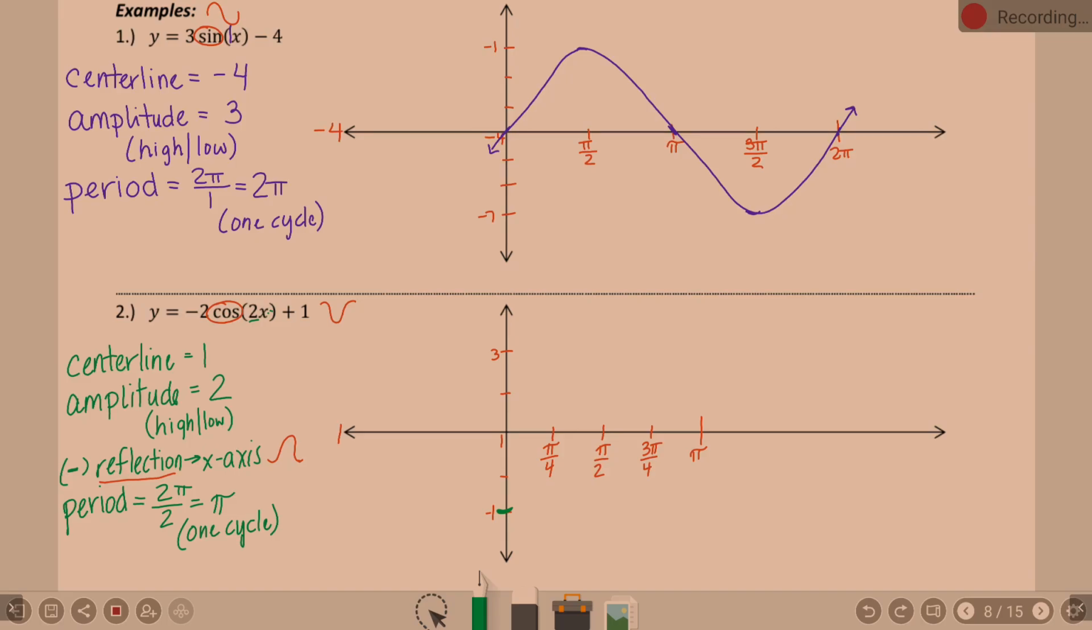At pi over 4, I'm going to cross the x-axis. At the midpoint, pi over 2, I'm going to have a max that is at a height of 3. What do you think we're going to do at 3 pi over 4? You're going to cross. And what are we going to do at pi? You're going to have a minimum that is at the level of -1.